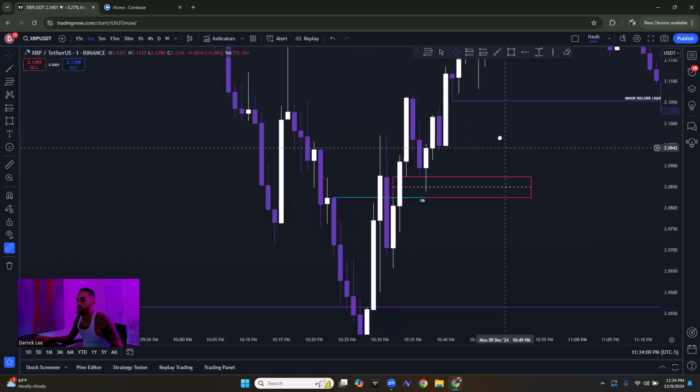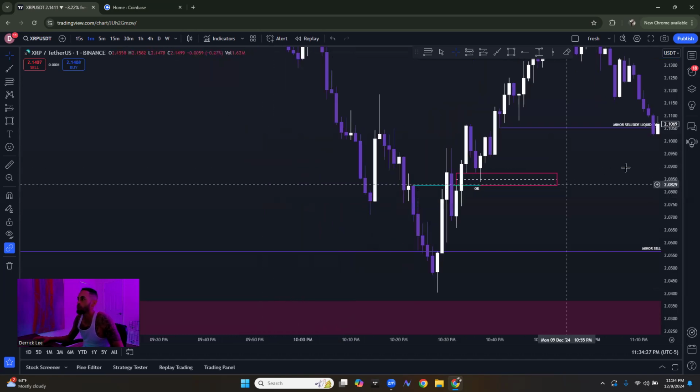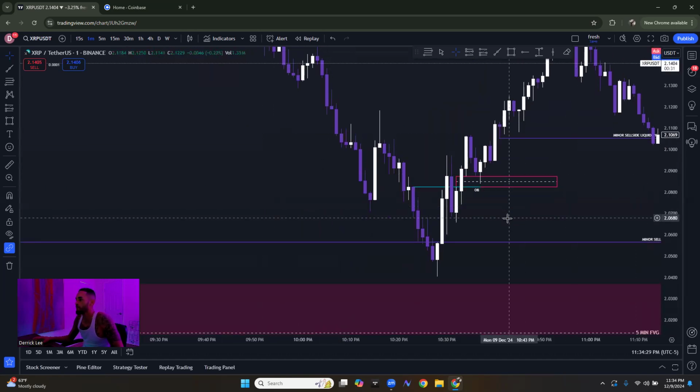Because what happens is, once we take out minor sell side liquidity, here's the low. We engineered this low. The algorithm engineered this low. It engineered this high right here. And then we ran this low. Now everybody knows that when you're in a sell program, when you're bearish, we shouldn't be breaking no highs. That's common retail knowledge, right?